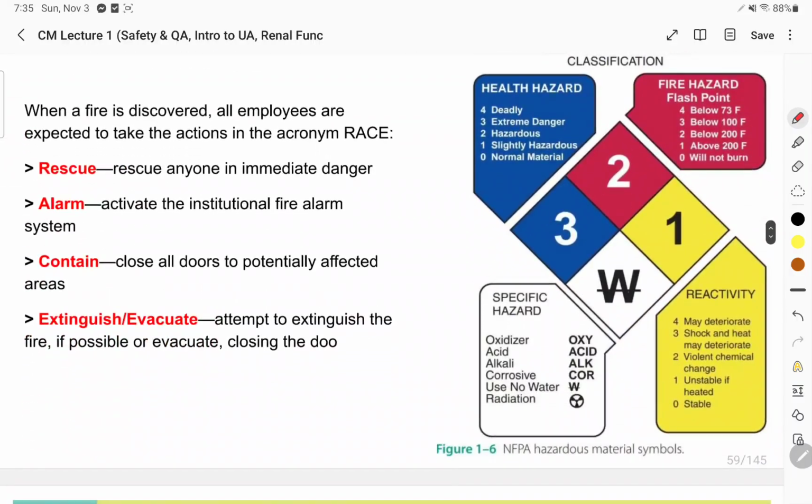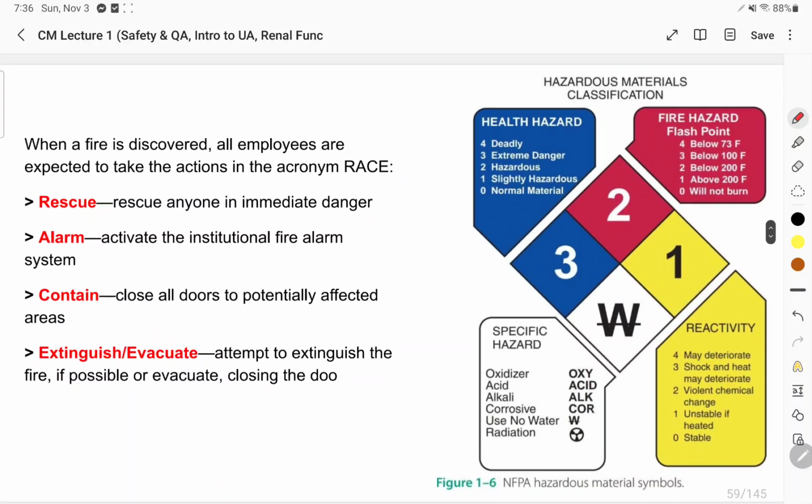Okay. So when fire is discovered, all employees are expected to take action using the RACE. So rescue: those in immediate danger, rescue them. Then alarm so people know, and also alert the Bureau of Fire so they can rescue too. And then close all doors, contain it so it doesn't spread. Okay? And then you evacuate or extinguish the fire. If you can no longer extinguish it, then evacuate. Okay? Closing the door, so at least it doesn't obstruct you.